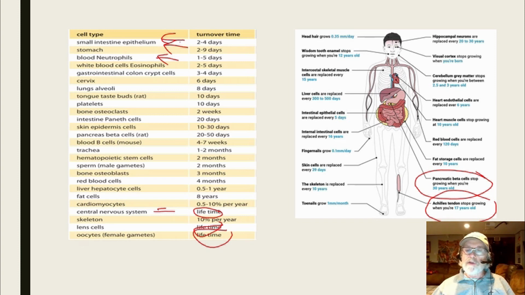Okay, where other things have to be constantly replaced, like the linings of the mouth, the linings of the gut, and stuff like that. You know how you bite your cheek or something like that? You got that little wound, and in about 3 or 4 days, guess what? You don't feel it anymore. It's gone. Okay, because those cells are constantly turning over. There's a rapid reproduction rate in those particular cells.